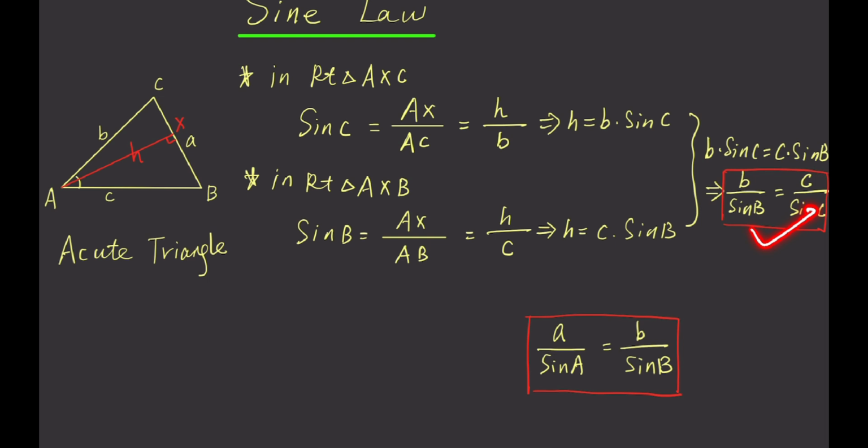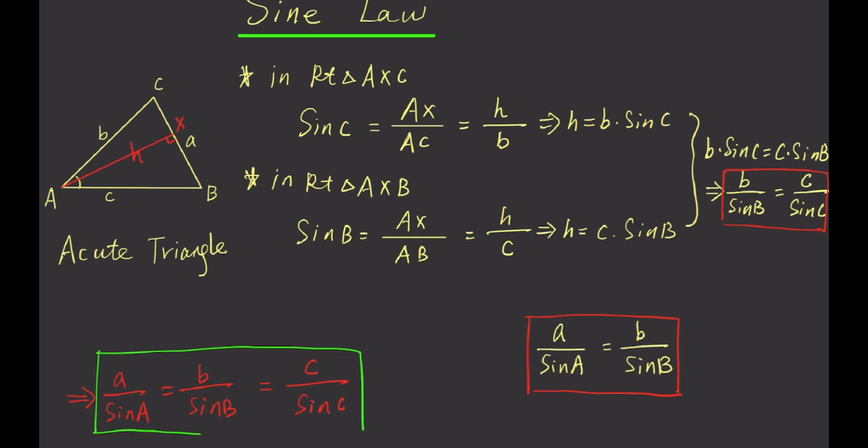So compare this equation and this equation. You will find here they are the same. So we take it as the bridge. We can get this one equals this one. So we will get the final conclusion. That is A over sine A equals B over sine B equals C over sine C. This is the so-called sine law.